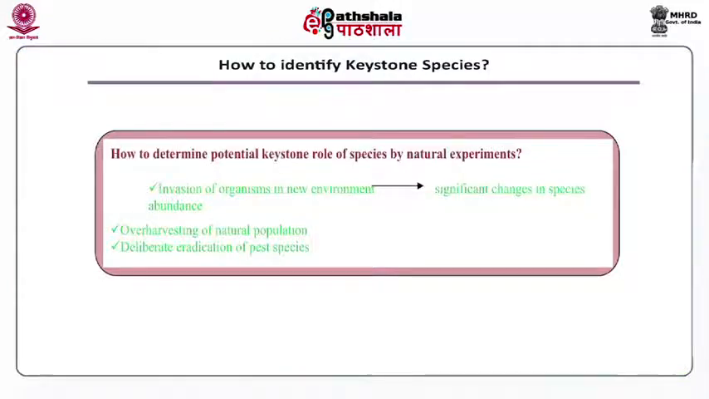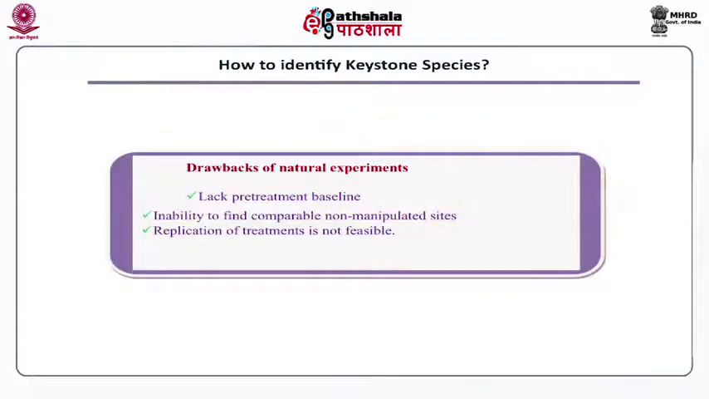Now, this slide shows how to determine the potential keystone role of species by natural experiments. It can be done by invasion of organisms in a new environment, by overharvesting of natural populations, and by deliberate eradication of pest species. But these natural experiments have their own drawbacks, which include lack of a pre-treatment baseline, inability to find comparable known manipulated sites, and replication of treatment is not feasible in case of natural experiments.